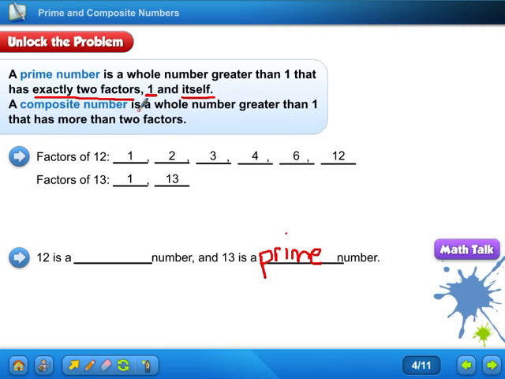A composite number is a whole number greater than 1 that has more than two factors. This has 1, 2, 3, 4, 5, 6 factors. So 12 must be a composite.